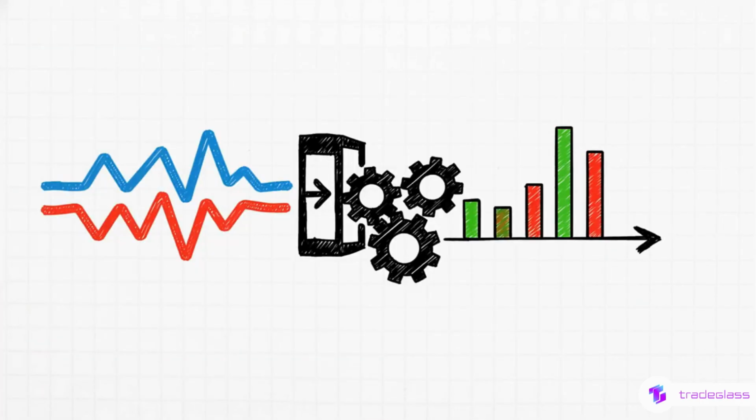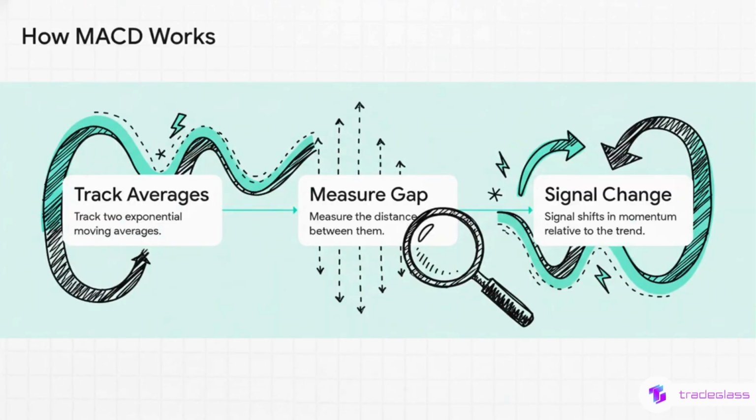And the classic example, the one you've absolutely seen a million times, is the MACD, the moving average convergence divergence. There's a reason it's on basically every charting platform. It brilliantly combines two of the most critical market elements. So how does it pull off this magic trick? It's actually beautiful in its simplicity.